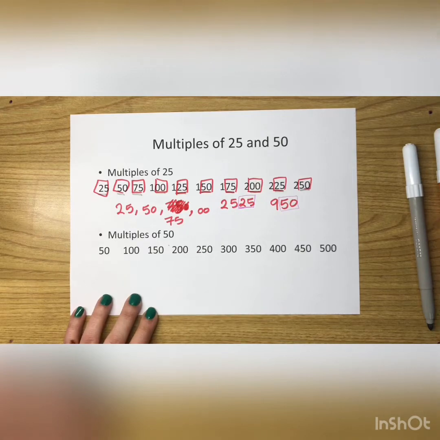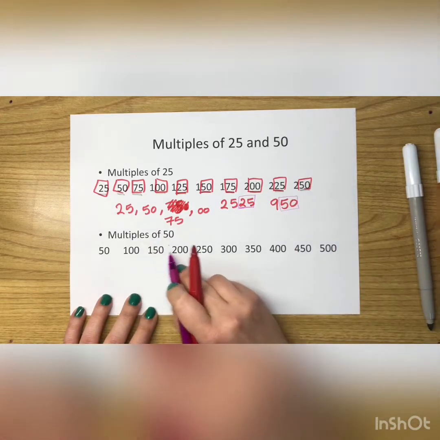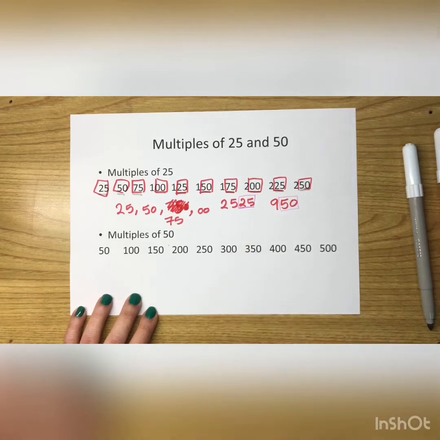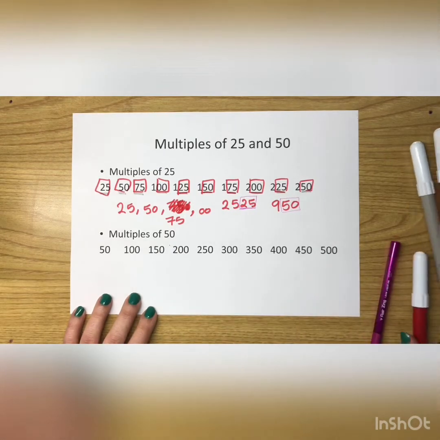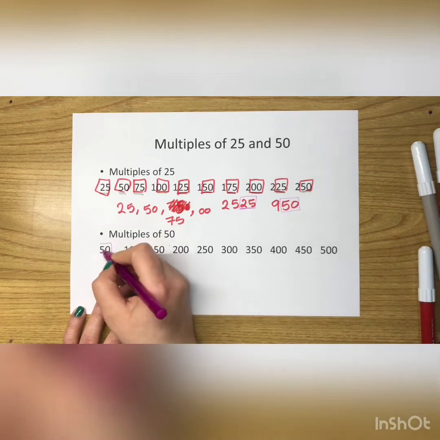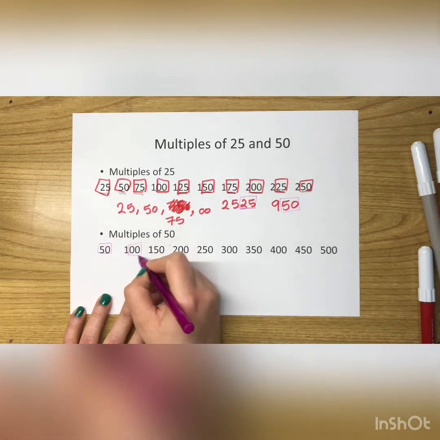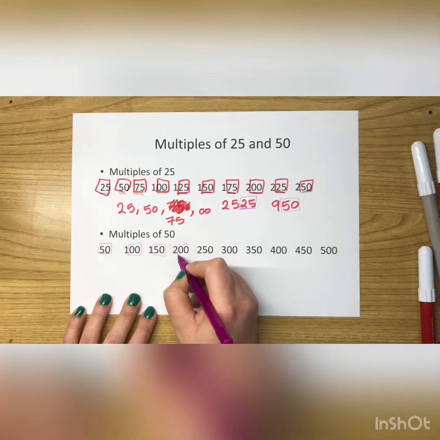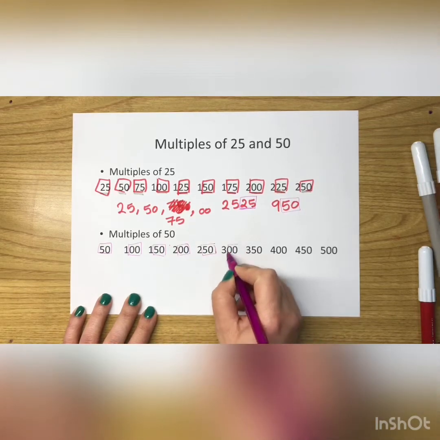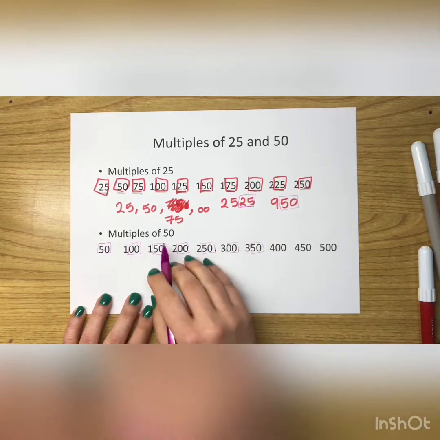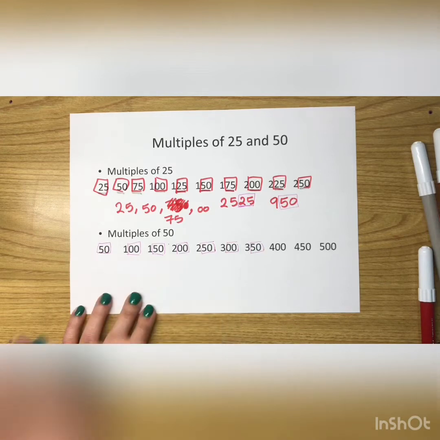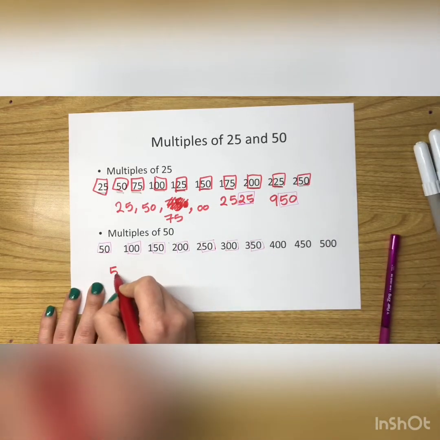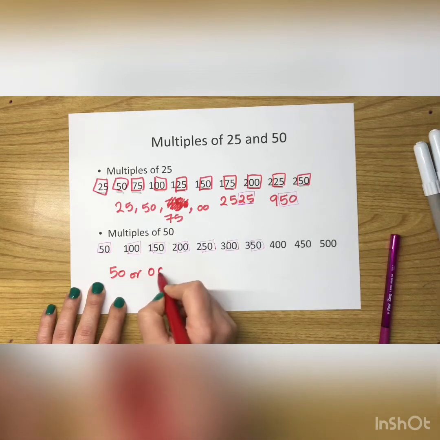Multiples of 50. Multiples of 50 are 50, 100, 150, 200, 250, 300. Take a look. What is the common thing between all of these numbers? Let me circle certain places: ones and tens, ones and tens, and so on. So to know if a number is a multiple of 50, it has to end in the ones and tens places with 50 or 00.